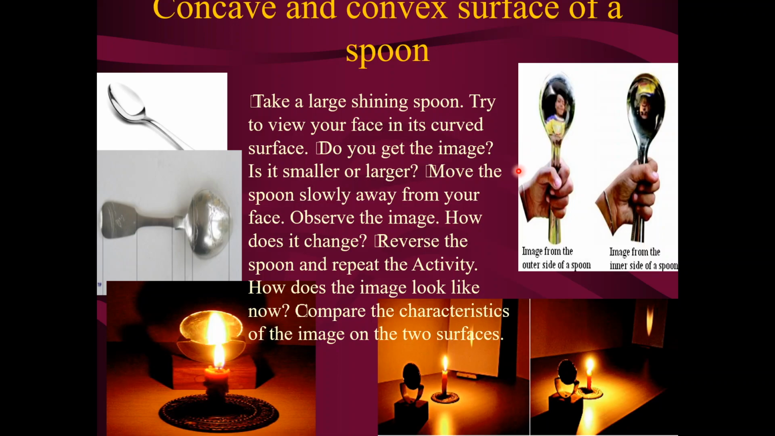Here in the picture you can see that this is a concave mirror. The image formed by the concave mirror is real and inverted image at most positions, but when the object is very near to the mirror it is also forming virtual image, whereas convex mirror always forms virtual and erect image.